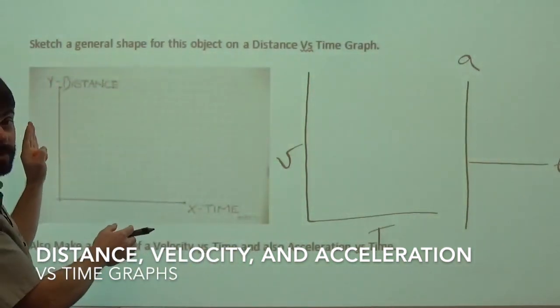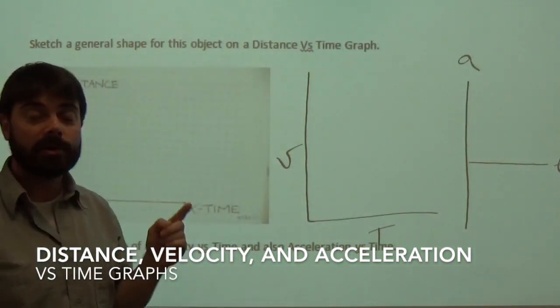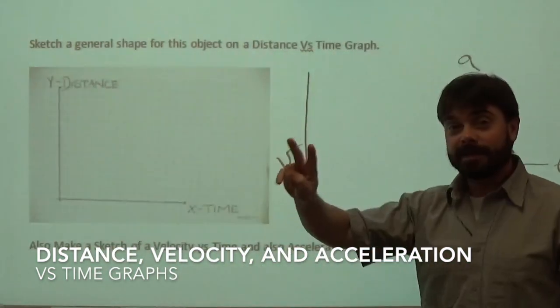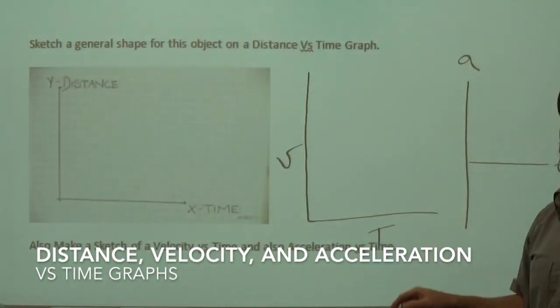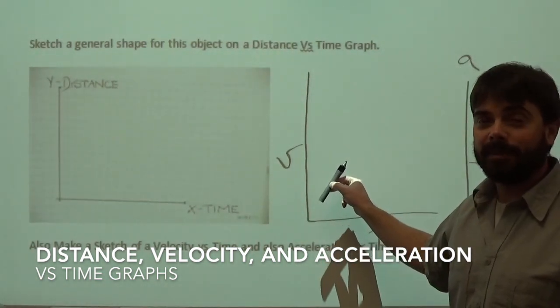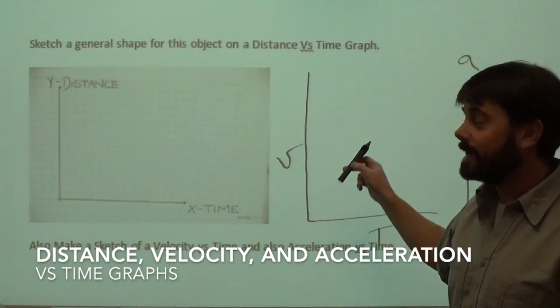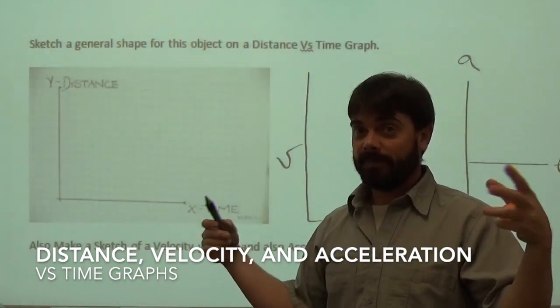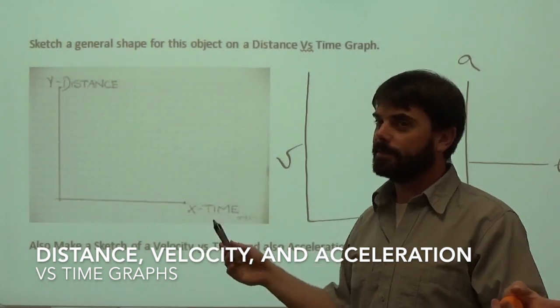Your first graph is distance time. Remember, curved lines on a distance time graph represent acceleration. Second graph, velocity versus time. Remember, the slope of a line on a velocity time graph represents acceleration. If the acceleration is constant, the slope's constant, meaning it's a straight line. It might have a slope, but it's going to be straight.